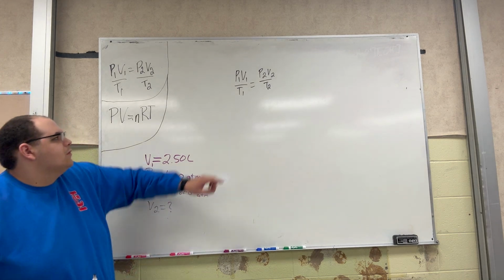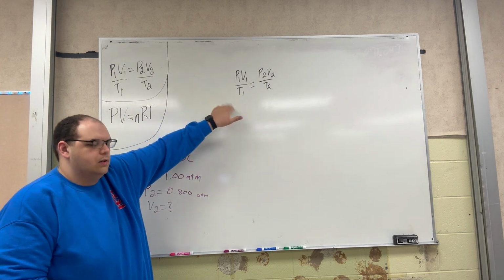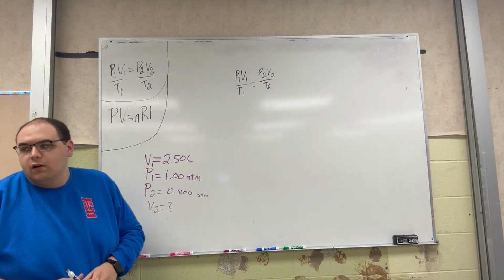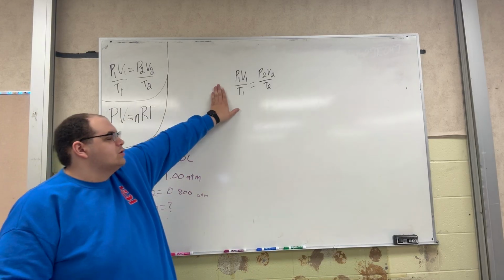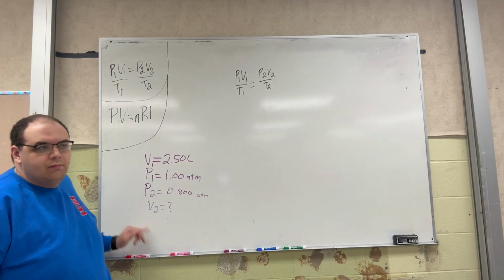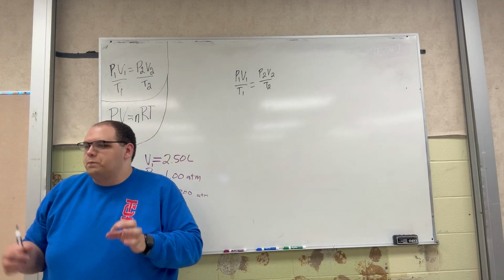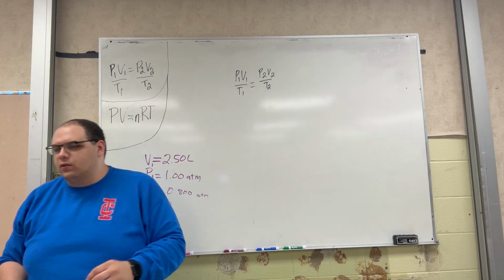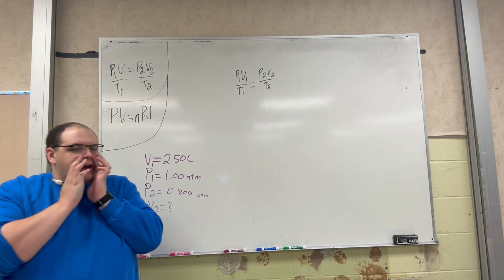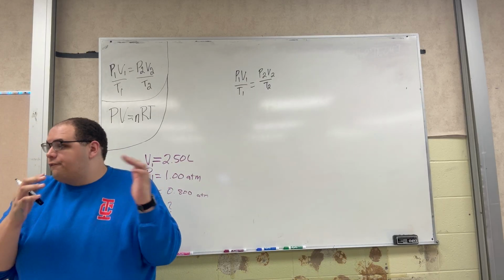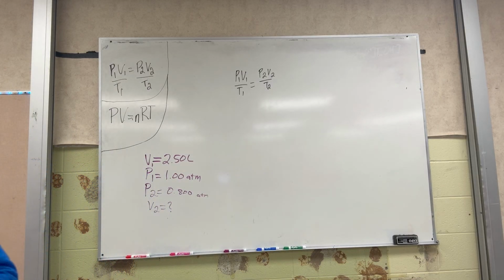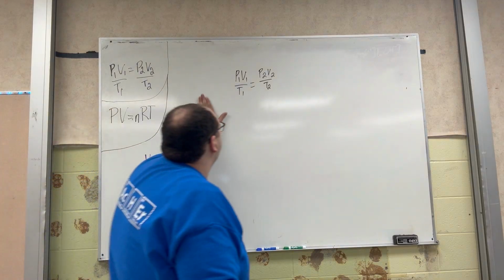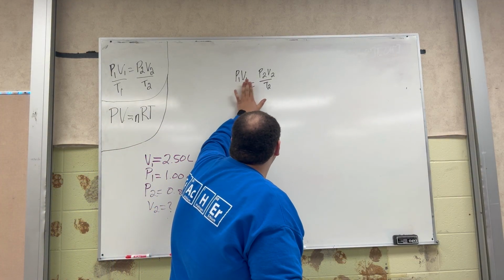Hey, but my problem, look at my formula compared to my givens. We're missing a T. We don't have any temperatures. Does everybody see that? There's no temperatures in my given list. There's no temperatures in my problem. Here's the magic of the combined gas law. As long as you don't have a final or an initial for that variable, you just pretend it's not there. In our case, we just get rid of the T's.